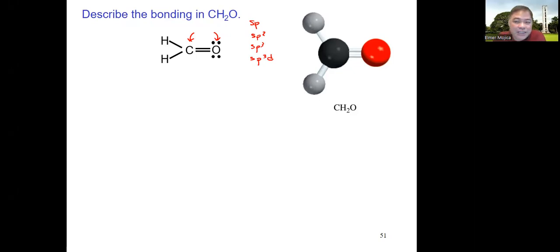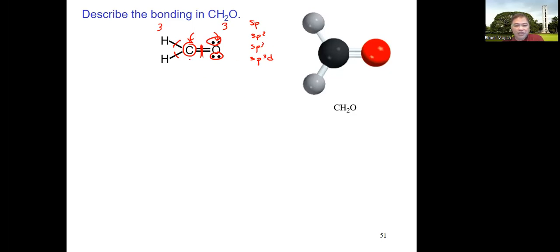So you might ask yourself, sir, paano namin malalaman yan? So you look at them. You count how many bonding pairs and how many non-bonding pairs they have. So for carbon, you have 1, 2, 3. So, meron kang 3. So, alin dito yung magbibigay sa'yo ng 3 hybrid orbitals in total? For oxygen, meron kang 1, 2, dalawang lone pairs at isang bonding pairs. So, meron ka rin 3.